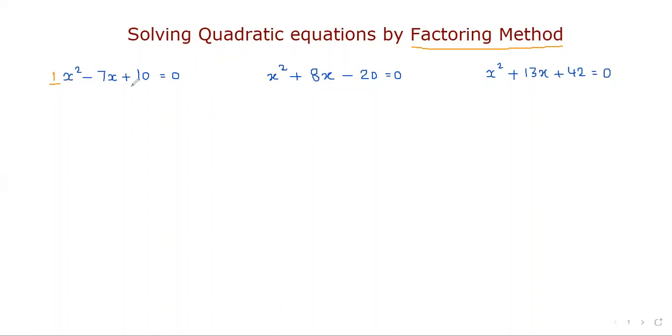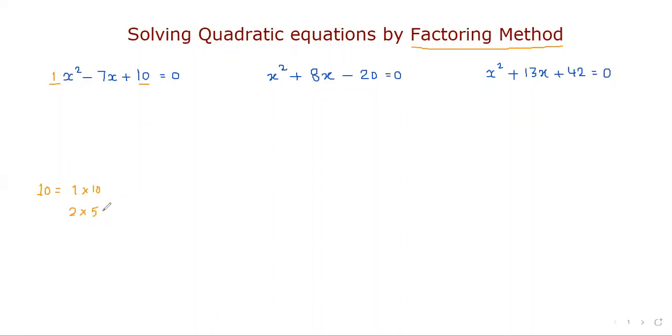So as you know, this is the constant term. So x squared minus 7x plus 10 equals 0, where 10 is the constant term. So we have to find the factors of 10. Factors of 10 could be 1 times 10. It could be 2 times 5. This is it, because 10 has only two pairs of real factors.